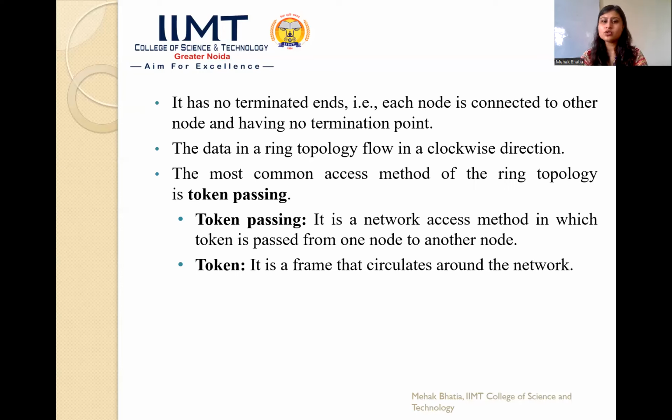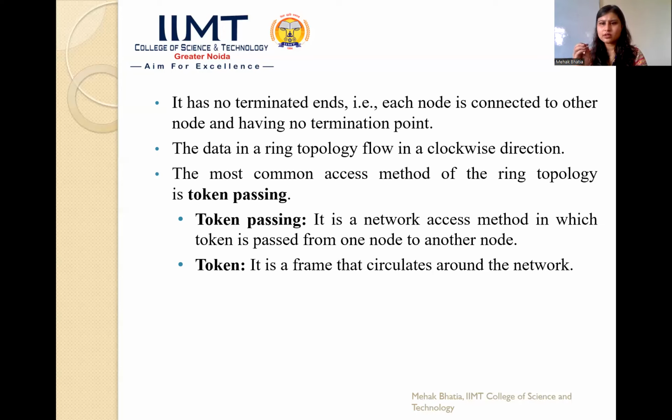The most common access method in the ring topology is token passing. Now, we have to understand what token passing is. Token passing is a network access method in which a token is passed from one node to the other node. Now, what is a token in ring topology? Token basically means a pass. You can consider a token as a pass or an access thing.